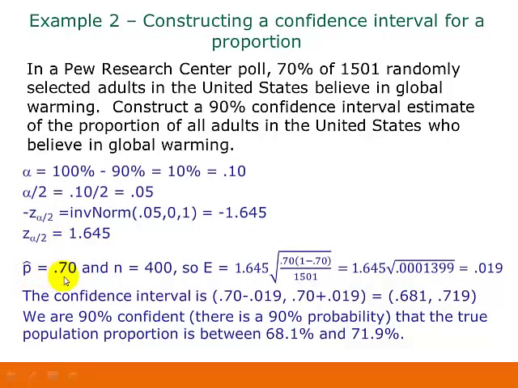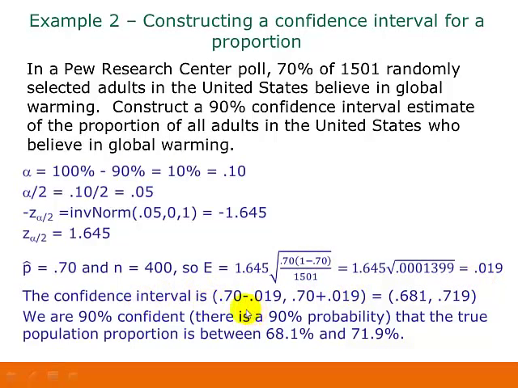In this problem, we were given the sample proportion as a percentage, 70%, so we'll change that to decimal form as 0.70, and our N is 1,501. So our margin of error is 1.645 times the square root of 0.70 times 1 minus 0.70 divided by 1501. And that turns out to be 0.019.